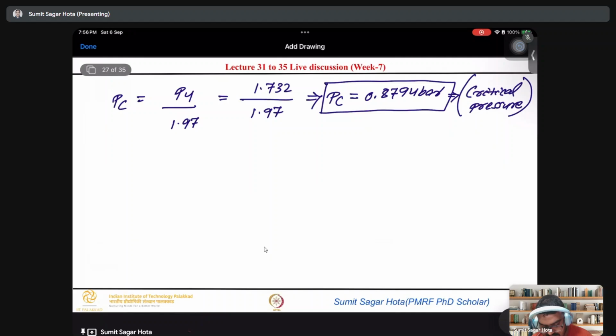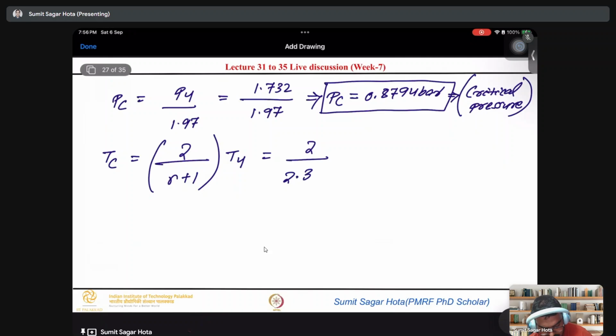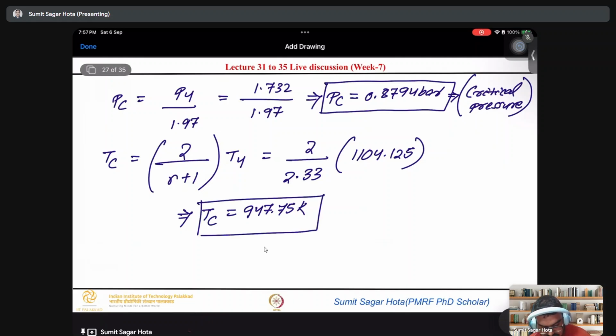What is TC? Your TC is 2 by (gamma plus 1) into T4, which is 2 by 2.33 into 1104.125. If you solve it, you will get TC as 947.75 Kelvin. So this is your critical temperature.